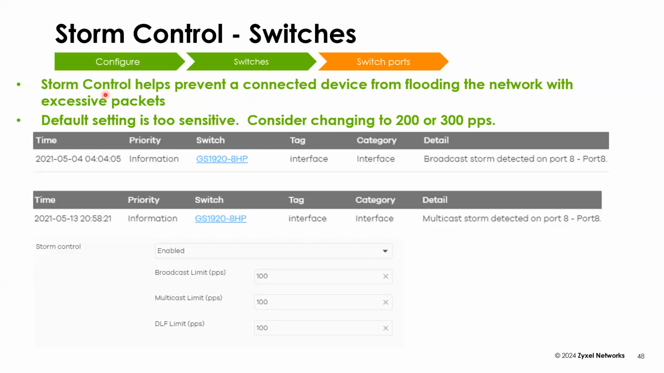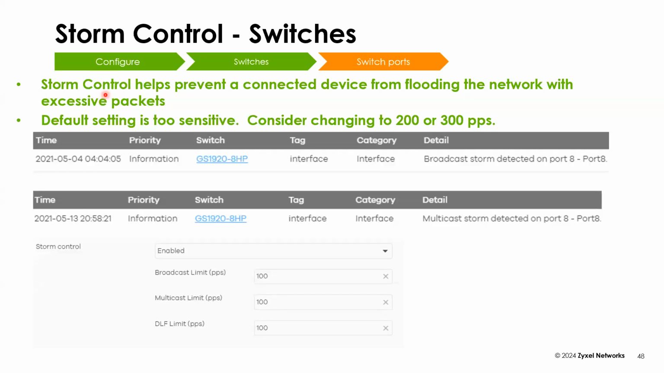Again, just like with our assisted roaming or smart roaming, the default settings aren't probably what you want to use. Specifically, it's by default set to 100 packets per second, and what we have heard is that's just too sensitive. So when you're looking through your logs, people will see lots of log entries saying that storm control has identified a packet storm.